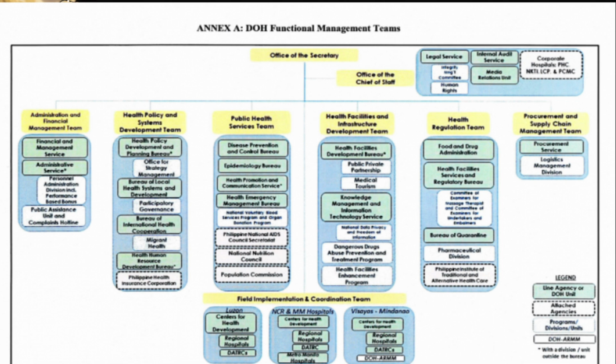There are 7 functional teams which are headed by an undersecretary and assisted by an assistant secretary. Under the functional teams are bureaus. The bureaus are under a director. I will only be discussing some of the bureaus we sometimes hear over the news. The first team is the Administration and Financial Management Team, which is in charge of money matters and personal matters.